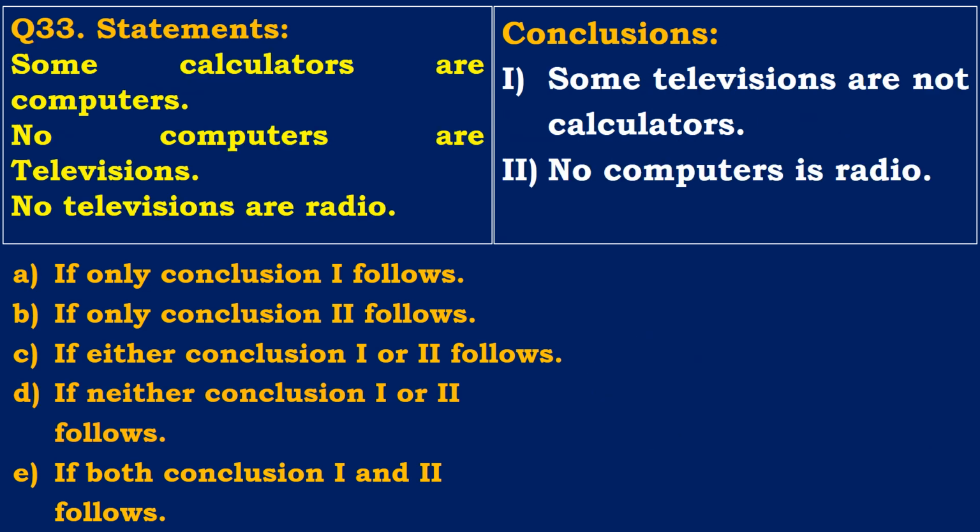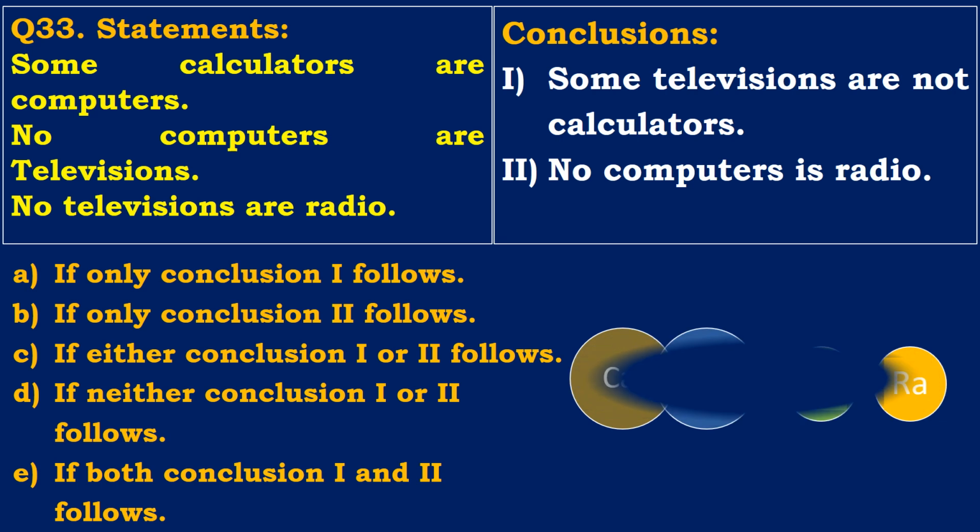Challenge 33. Some calculators are computers. No computers are televisions. No televisions are radio. Conclusions. Some televisions are not calculators. No computers is radio. We cannot definitely say that some televisions are not calculators. Thus, conclusion 1 does not follow the statements. We cannot definitely say that no computers is radio. Thus, conclusion 2 does not follow the statements. Both conclusions do not follow the statements. Therefore, option D is correct.